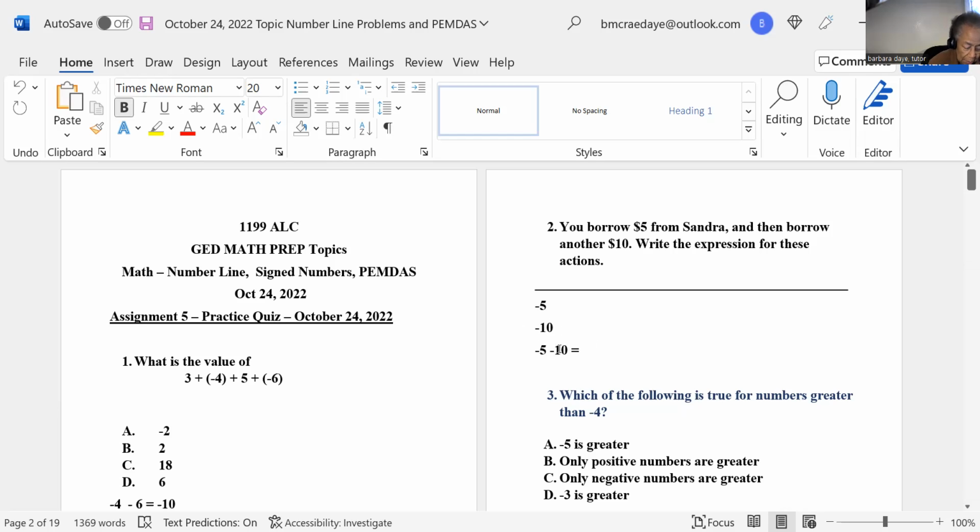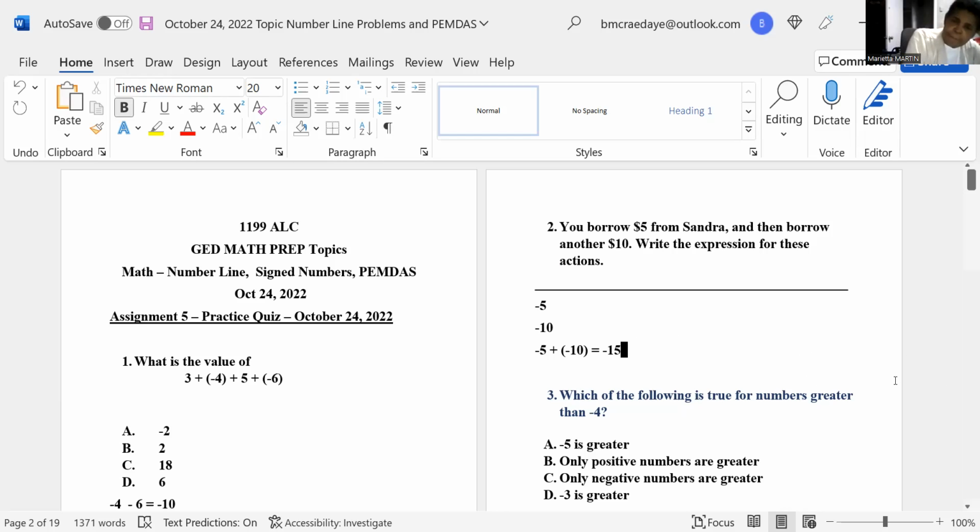Okay. So let me put a plus and a negative sign, and then I'll put this in parentheses. Maybe it's clearer when I do it this way. Okay. So I get 15. That's right. Very good. And it's a negative 15, right? Yeah, because now you owe Sandra $15. And that's negative.